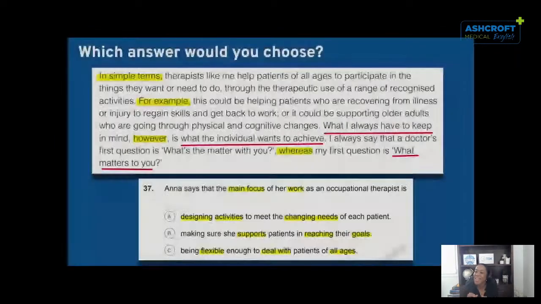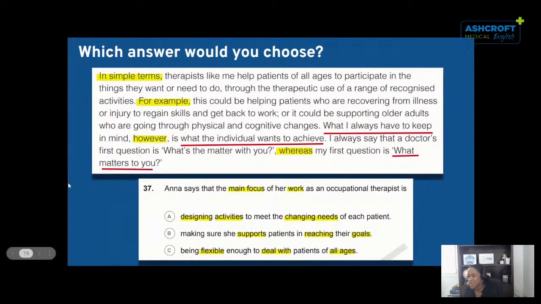So let's have a look then. If we take our time now to read through this, can you tell me which answer you would choose? Now, I've given you a little bit of help underlining some key parts of what the audio would have contained.